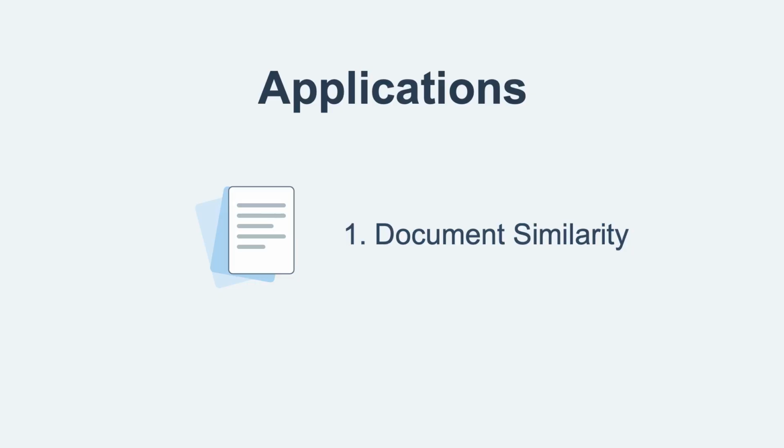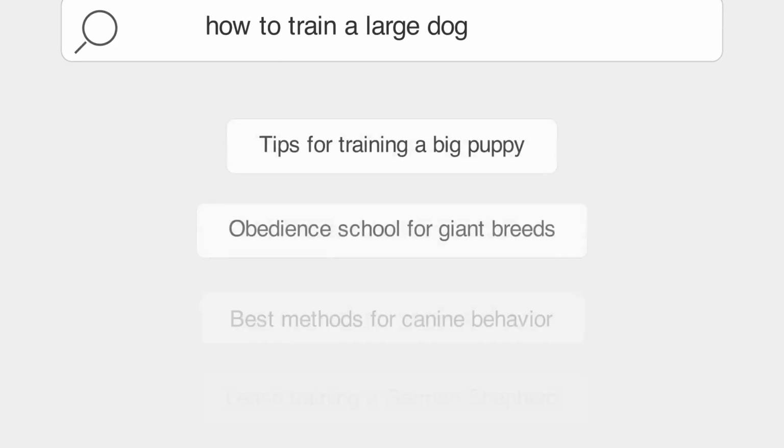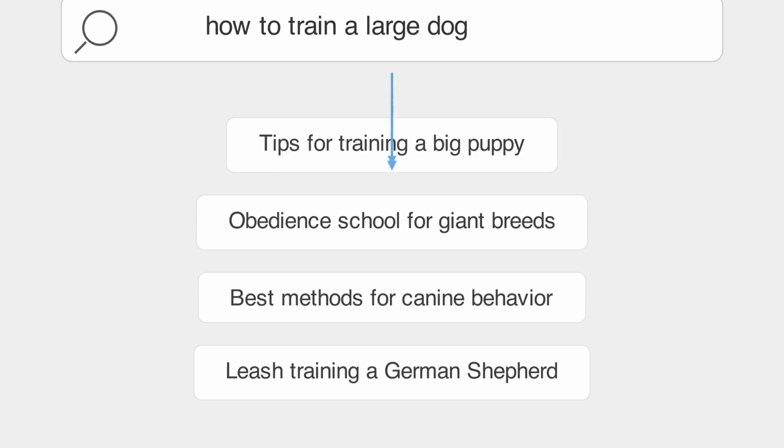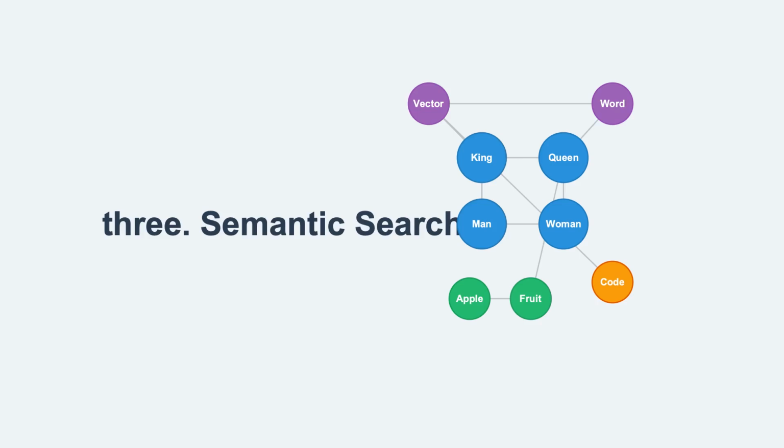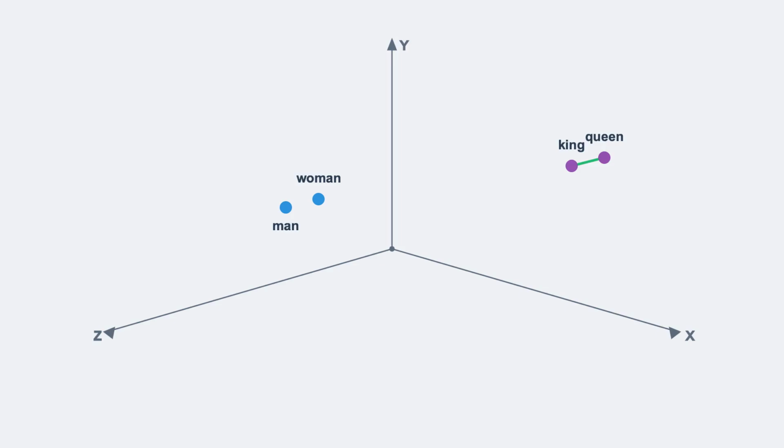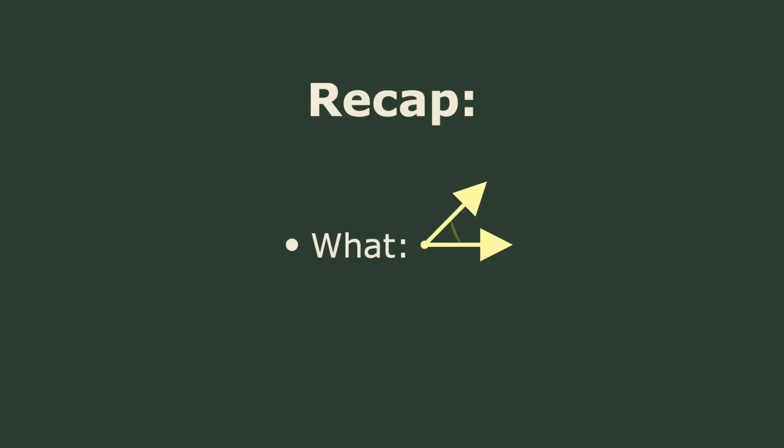So, where is this actually used? A classic use case is document similarity. Search engines use it to find documents that are thematically similar to your query, not just ones that contain the exact keywords. It is also a core part of recommendation engines, like those used by Netflix and Amazon. In modern NLP, it is used for semantic search and understanding word embeddings. In this system, the vectors for king and queen would have a very high cosine similarity, allowing AI to understand context. So let us recap.